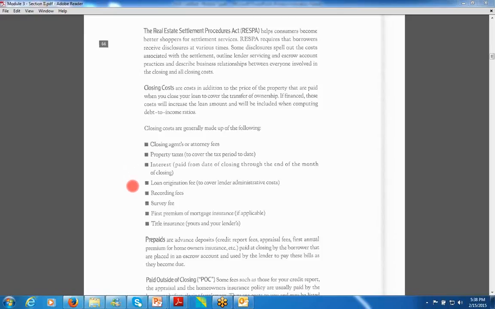Loan origination fee, whether the point or whatever they're charging you to give you the loan, that's a fee which you have to pay. Recording fees, which is paid to the county and the state to record the mortgage, record the deed, record the note. Well, the note usually isn't recorded. The survey fee required by the loan. It's a matter of negotiation in your contract who pays all of these. First premium of mortgage insurance if applicable, and title insurance.